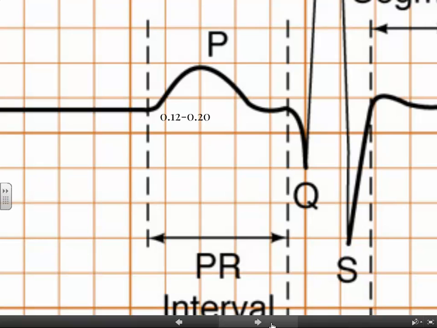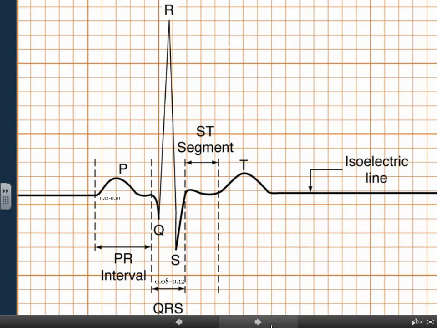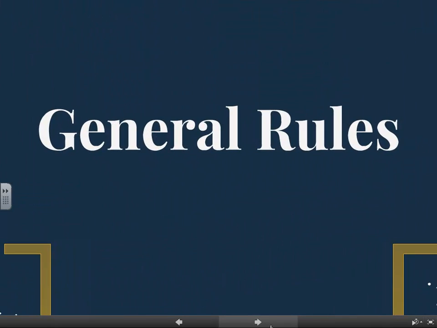Your time intervals, your PRI, 0.12 to 0.20. Anything above 0.20 is going to indicate some type of block or some type of atrial anomaly, right? Your QRS should be what? 0.08 to 0.12. Generally, if we start looking at something that's above 0.12, we're calling it what? A wide complex. And then you've got your QT intervals and all that too.